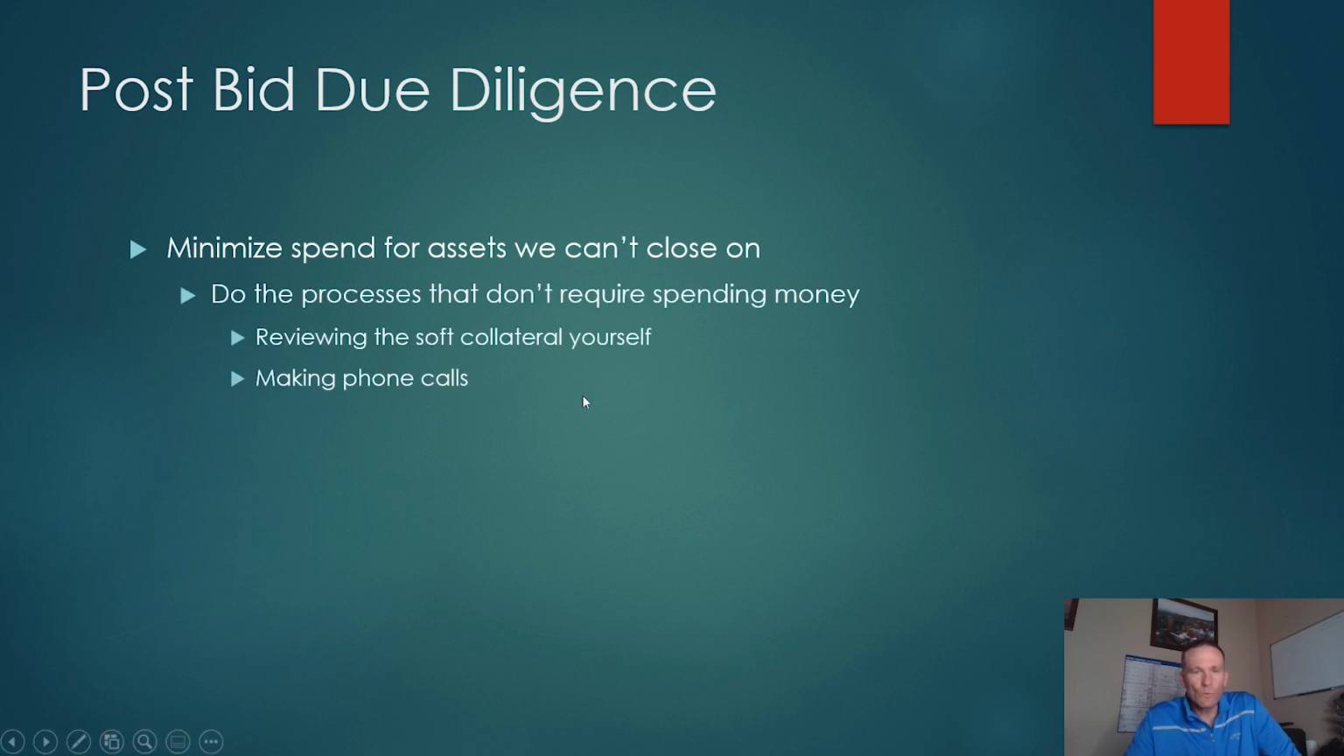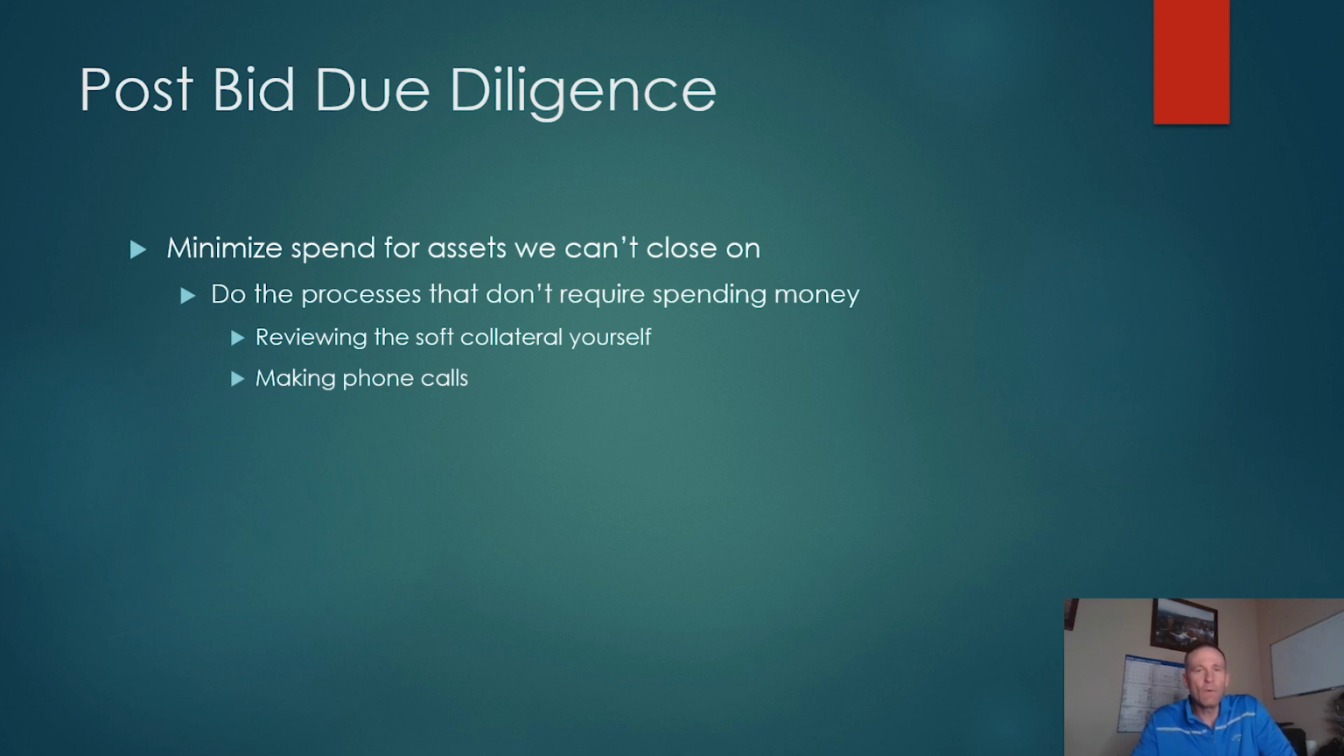So one of the things we can do is do the processes first that don't require spending money. So when you get the soft collateral, do a review yourself. Now at first, it's going to be a little bit of a challenge. You'll be leaning more heavily on your attorneys at first, but as you do more of these, you'll get to the point where you can spot a lot of title issues on your own up front.